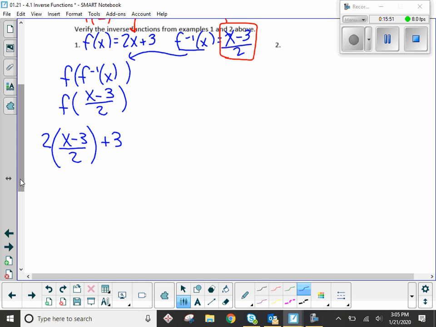The 2 cancels out because there's a 2 on top and a 2 on bottom. That leaves me x minus 3 plus 3. So we did the multiply. There's no more division. Now we do addition or subtraction. That means this minus 3 plus 3 cancel out, leaving me x, which is great. If it equaled something different, that would mean either my math here was bad or my math finding the inverse was bad.